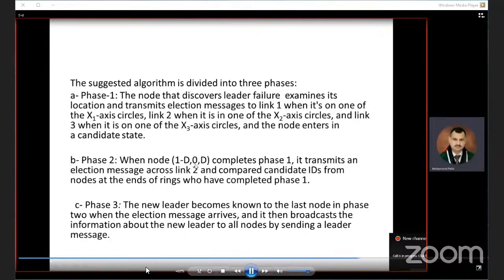Phase 2: when node 1-D, 0D completes phase 1, it transmits an election message across link 2 and compares candidate IDs from nodes at the end of rings that have completed phase 1. In phase 3, the new leader becomes known to the last node in phase 2 when the election message arrives, and it then broadcasts the information about the new leader to all nodes by sending a leader message.